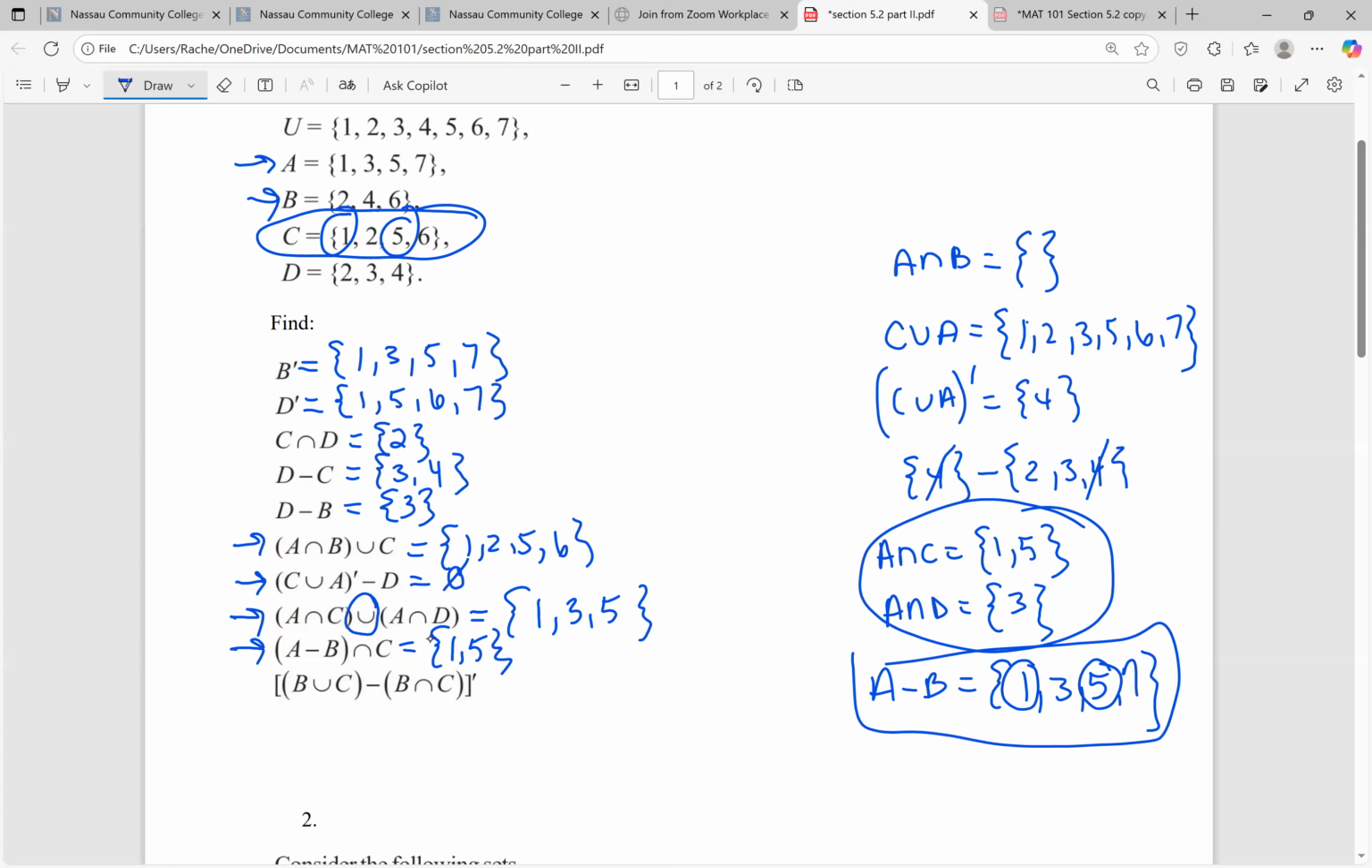And then we'll do one more. So we have B union C minus, or set difference, B and C, but then we want to take the complement of that whole thing because you see the prime on the outside. So let's do one step at a time. Let's find B union C. So if I join sets B and C, I'm going to get 1, 2, 4, 5, 6.